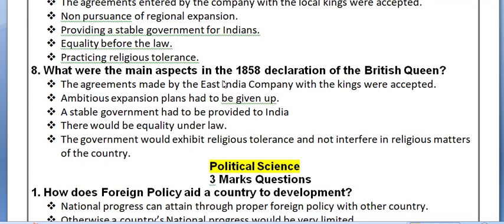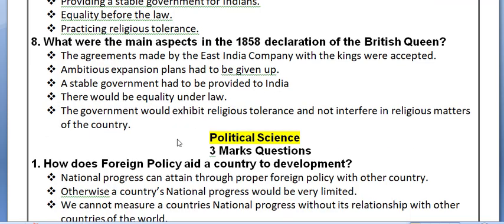What were the main aspects in the 1858 Declaration of the British Queen? The agreements made by the British East India Company with the kings were accepted. Ambitious expansion plans had to be given up. A stable government had to be provided to India. There would be equality under the law. The government would exhibit religious tolerance, with no interference in the religious matters of the country.